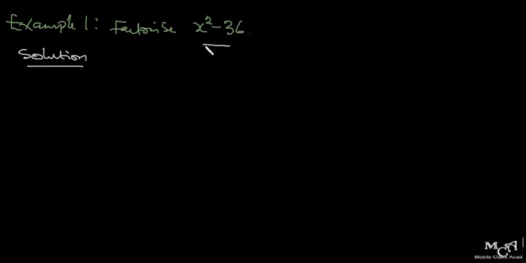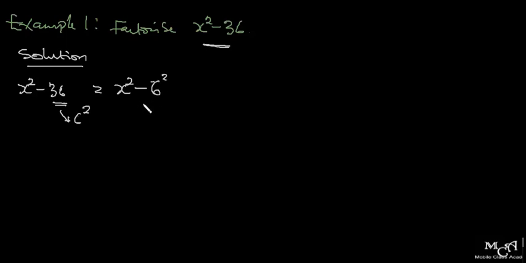Example 1. It says factorize x squared minus 36. Now, how do we solve that? Solution. Look at this question. Is it a perfect square or difference of two squares? Let me help you to present it better. Maybe you will understand. We have x squared minus 36. What is 36? 36 means 6 raised to power of 2. Now, let's rewrite it: x squared minus 6 raised to power of 2.